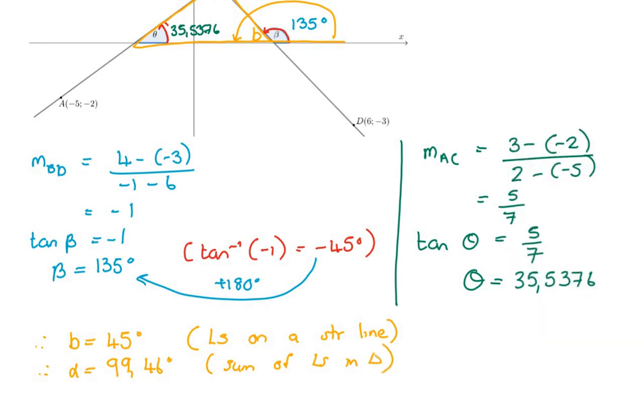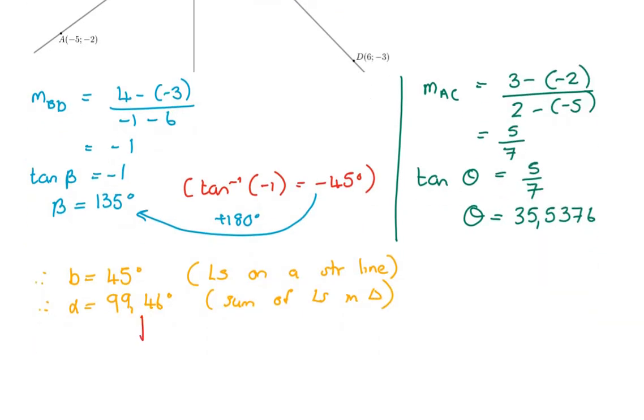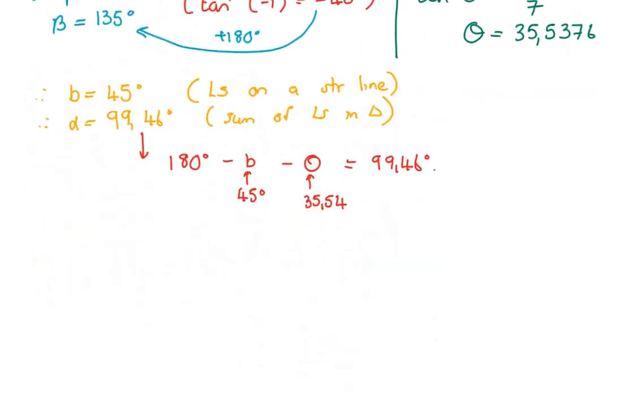Now, just because these are notes, let's note to ourselves, where did this come from? This came from 180 minus the B, which was 45, and then minus theta, which was my 35.54 really, and that's how I got 99.46. So that's where it came from. So again, probably a 6-mark question, and you really do get better and better and better as you go along.